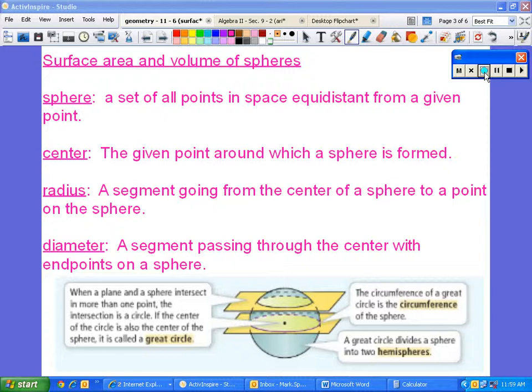Anyway, the circumference of a great circle is the same as the circumference of the sphere. And then, if you have a great circle that divides your sphere in half, each of those halves is called a hemisphere. Hemi meaning half. Just like here on Earth, we have the northern hemisphere and the southern hemisphere because the equator divides it in half.